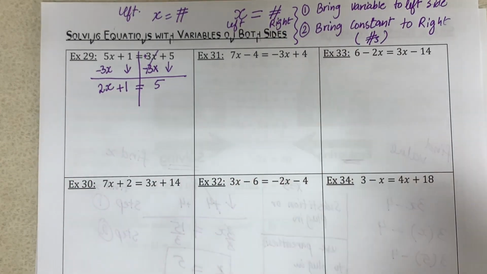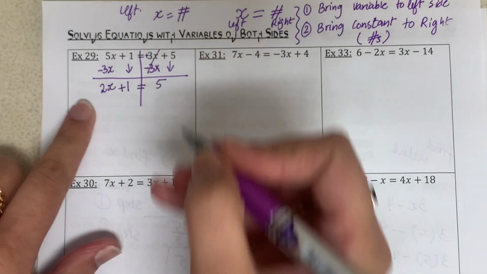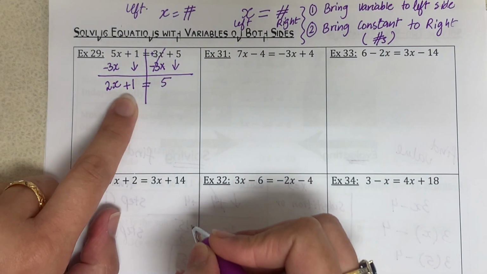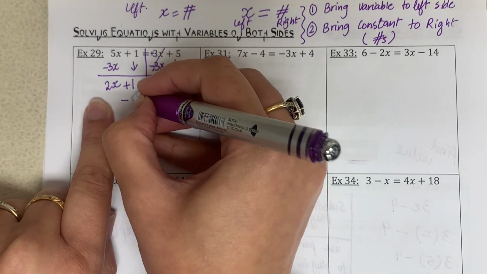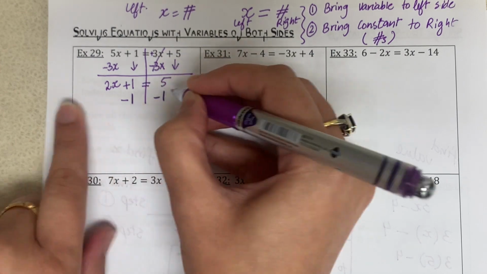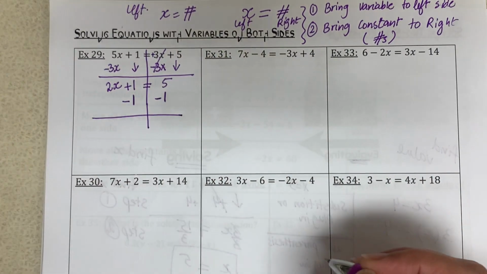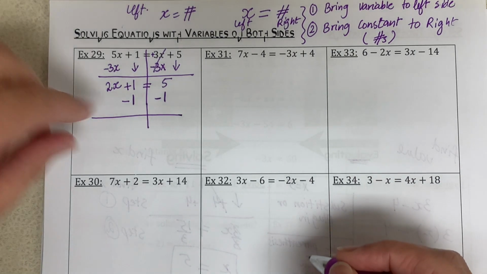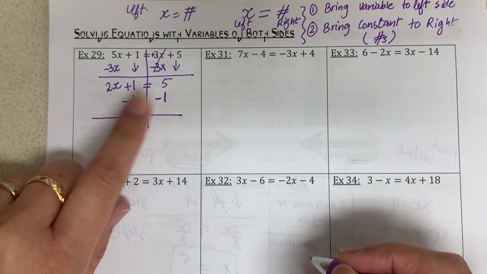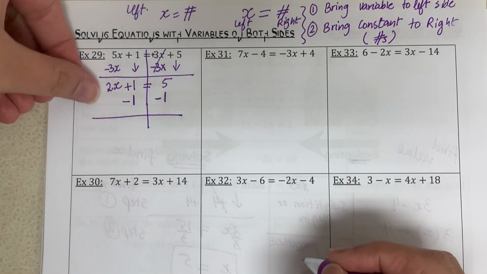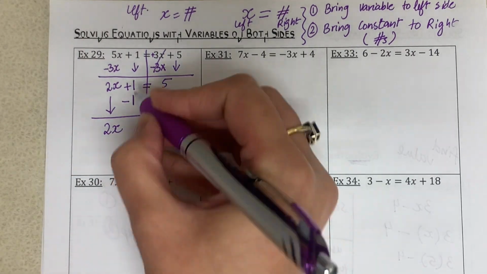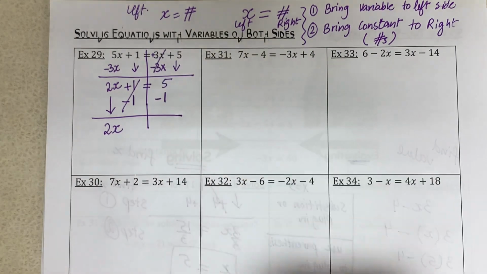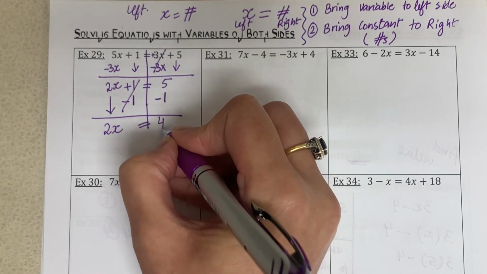So bring constant to the right. The constant over here, the normal number, in 2x plus 1 equals 5. It needs to be minus 1, the opposite operation. So plus 1 minus 1. 1 is a number, it goes under the number which is 5. Bring down this 2x because it is still in picture. Plus 1 minus 1 is a 0. Cross it out. Bring the equal sign. And then 5 minus 1 is 4.